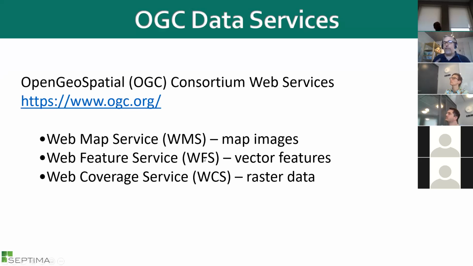WFS, on the other hand, will actually serve you the vector features so that you can interact with them. You can change the symbology. You can use the identify tool, click on a feature and see the attributes for it. You can save it as a local layer, all that sort of thing. If you need the actual data, WFS is what you're going to want to choose. If you're just looking for a background map, WMS would be a fine choice. And WCS is for raster data, and we don't need to concern ourselves with this at the moment.